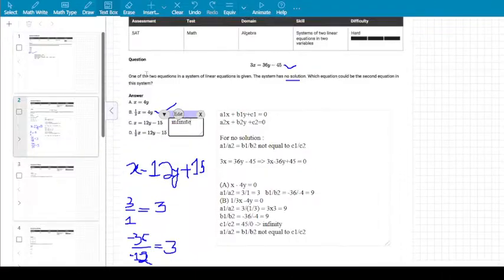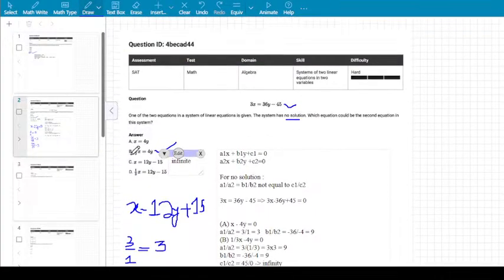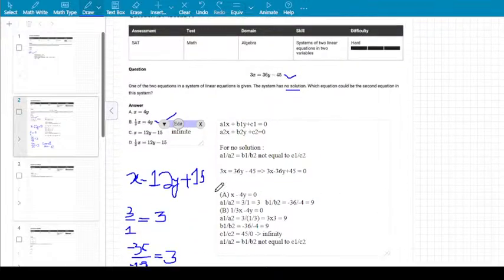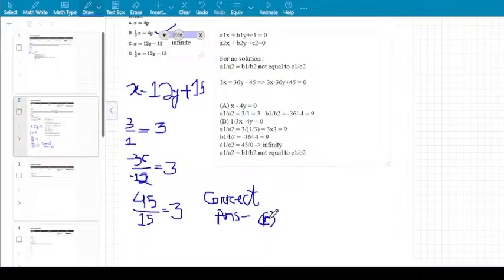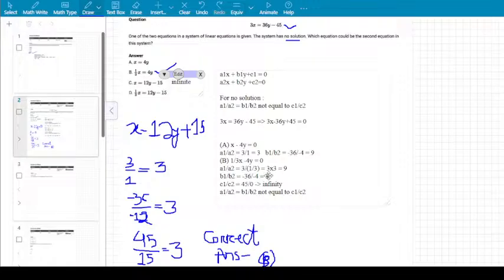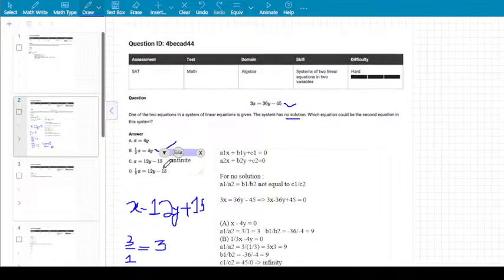Okay. Now, so our answer is B. So the correct answer is option C. Okay. Sorry, option B it would be, because B is where we found that A1 by A2 is equal to B1 by B2 and not equal to C1 by C2. So B is the correct answer. 1 by 3x equal to 4. This is the required equation.